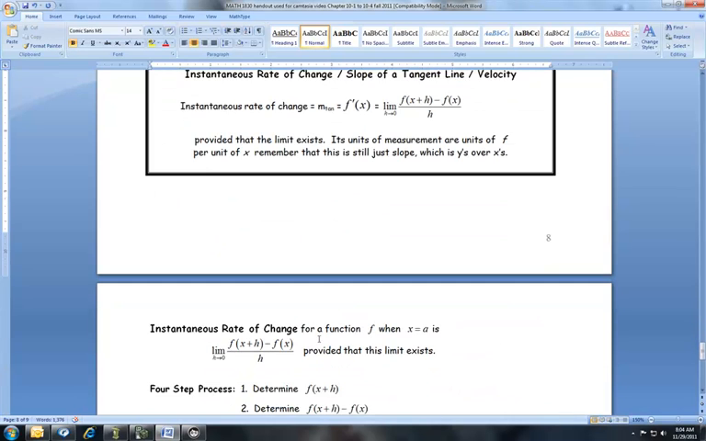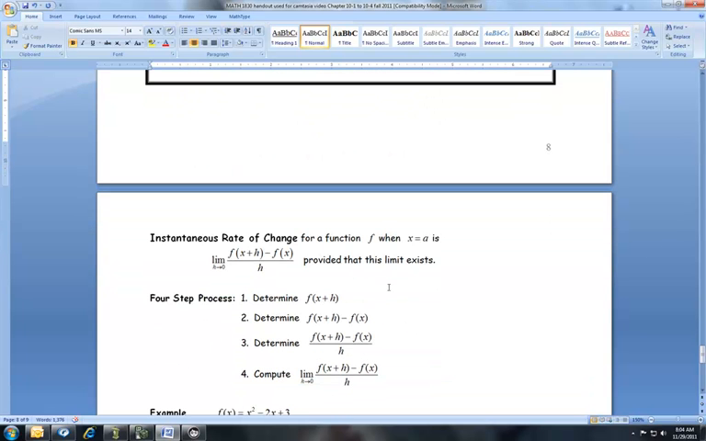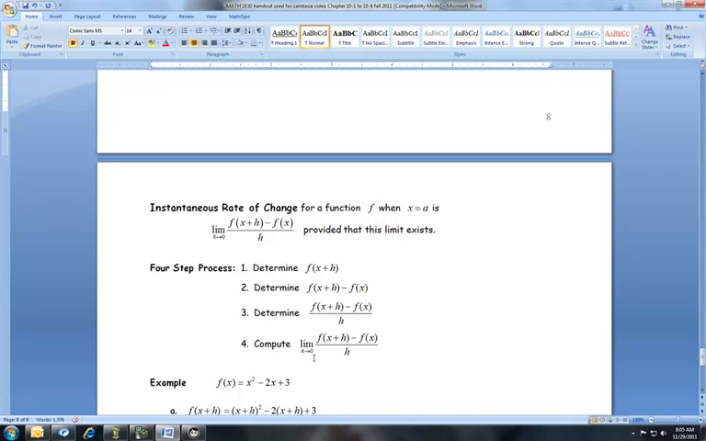So here's instantaneous rate of change for a function f when x is equal to a. That's our derivative. Get used to that word, derivative, provided that this limit exists. Now see if this sounds familiar. First thing we have to do is find f of x plus h. Once we get that, we subtract our original. Once we clean that up and factor out an h, we will then divide by h. So the first three steps are my difference quotient. The last thing calculus-wise is we're going to take the limit of that as h approaches 0.